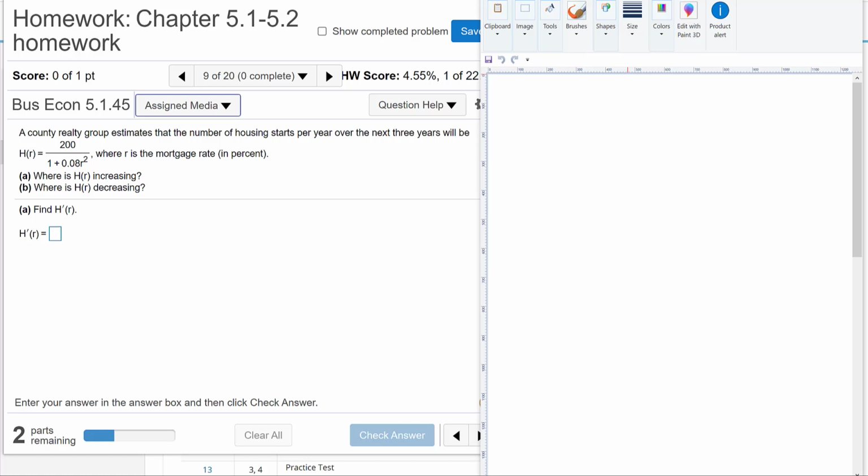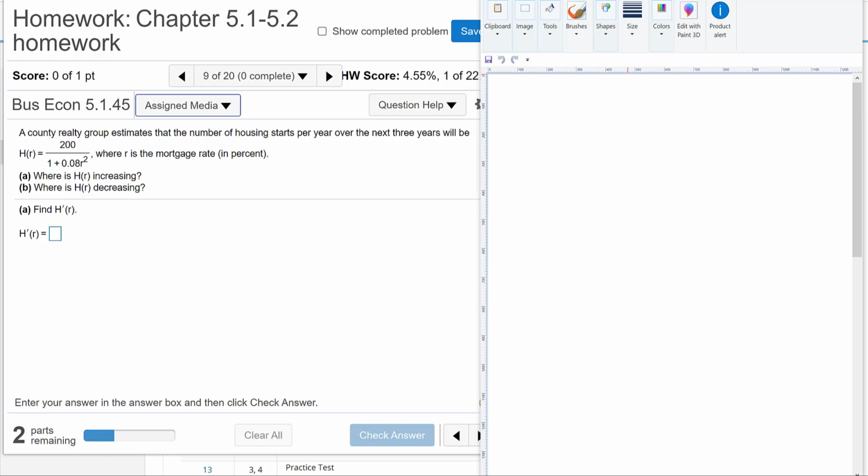Number 9. A county realty group estimates that the number of housing starts per year over the next 3 years will be given by H of R equals 200 divided by 1 plus 0.08 R squared, where R is the mortgage rate in percent. Where is H of R increasing and where is H of R decreasing?